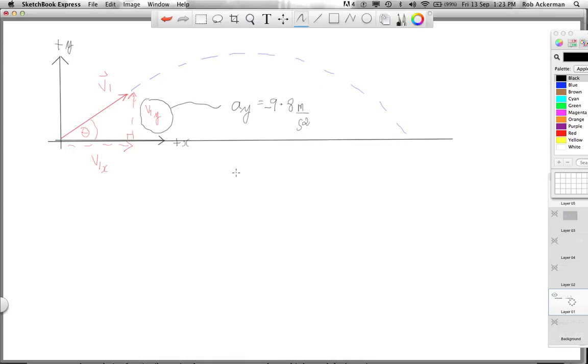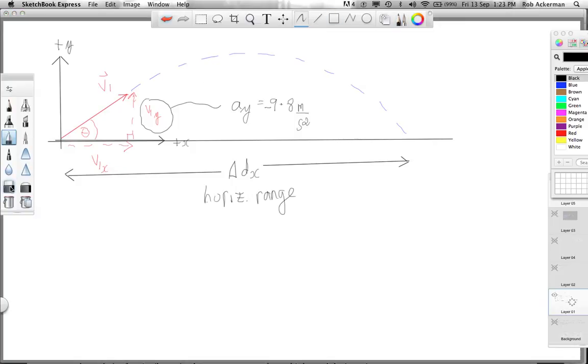For example, the total distance that the projectile goes in the x direction, we call that the range. The horizontal range is what it's sometimes called. Horizontal range. Sorry, I'm having a bit of trouble today with my letters here. Let's erase that. Make that a nice Z. There we go. Horizontal range.